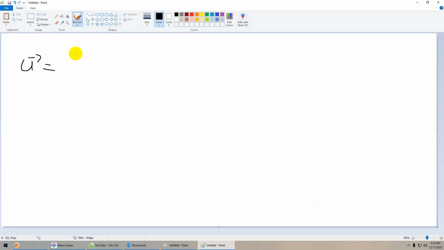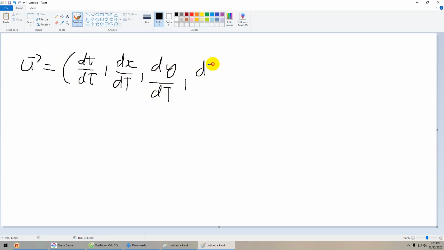So the four-velocity vector, what can we make about it? Remember, in special relativity, we treat proper time as invariant. So we can write something like this: dt over d tau, dx over d tau, dy over d tau, and dz over d tau. We can also show another convention where we write t as x0, x as x1, and x2, x3, but I think it's more confusing than necessary.